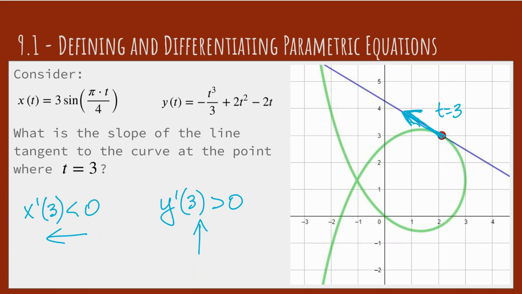Together we get a slope that looks like that. So normally we think of slope as going from left to right, but we could also get a negative slope by going up and to the left instead of down and to the right. So looking at these derivatives individually helps us a little bit more with the motion of the object. And in this case, it tells us that the object at this point is moving in this direction.